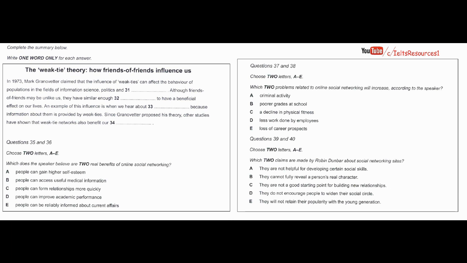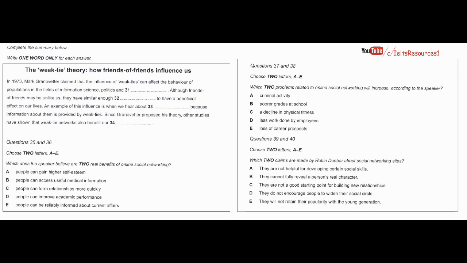I'd like to start by mentioning the research of American sociologist Mark Granovetter in 1973. It was Granovetter who first coined the term weak ties, which he used to refer to people's loose acquaintances. In other words, friends of friends. His research showed that weak ties had a significant effect on the behavior and choices of populations, and this influence was something highly important in the fields of information science and politics, and as you can imagine, marketing also.